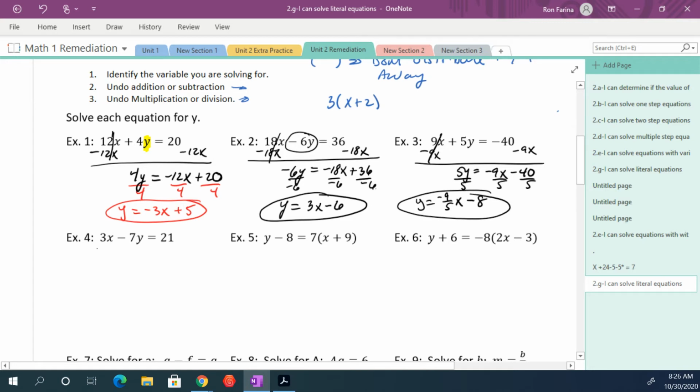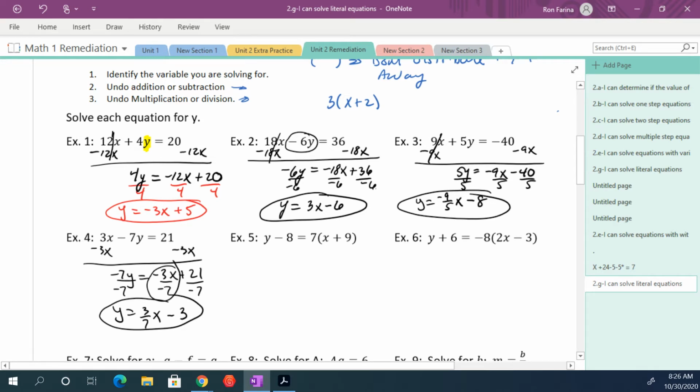Now, example 4. I know I'm going to subtract the 3x. I get negative 7y. Remember, we have to bring down that negative. Equals negative 3x plus 21. Now, I'm going to divide everything by negative 7. Now, when we go to simplify this, a negative divided by a negative is a positive. So that's going to be positive 3/7x. And then 21 divided by negative 7 would be negative 3. So I subtract the 3. Now remember, if your x term is negative, you're going to go ahead and add it to both sides.